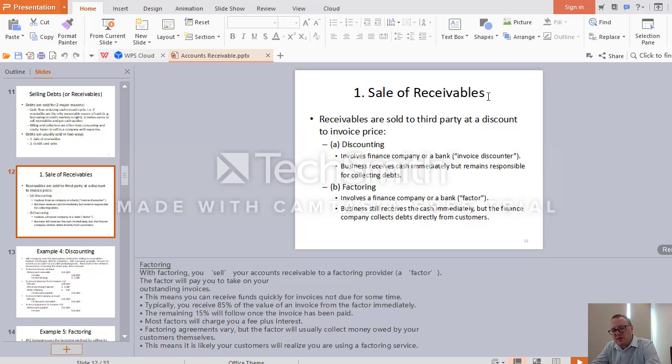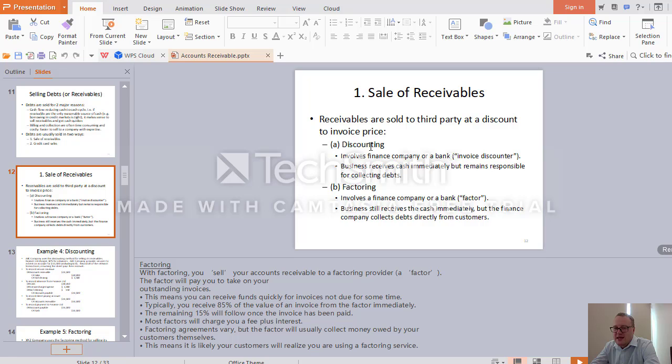Let's start with factoring. So you will sell your debts to the factor, and it will be the responsibility of the factor to collect these debts. No longer your responsibility. You will get the cash. Of course, you will have to pay some service fee to the factor. The factor is usually a bank or some other financial company. So this is perhaps the easiest way.